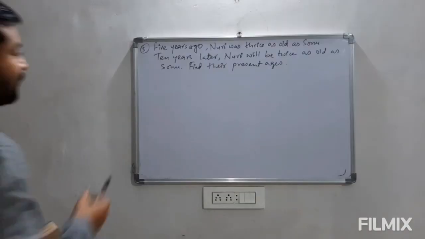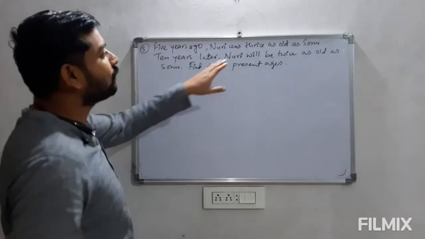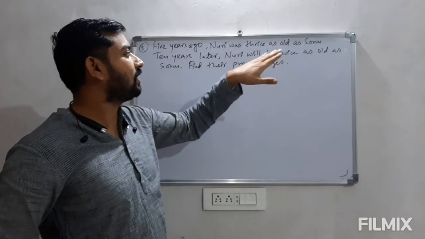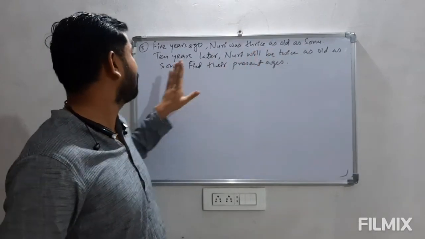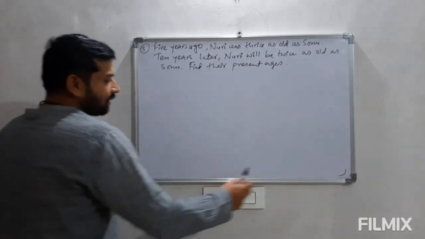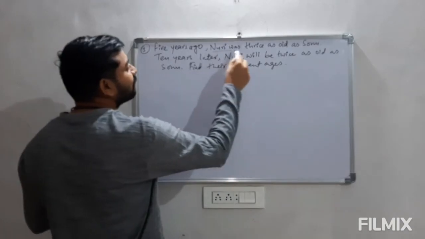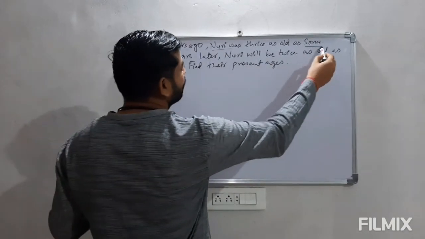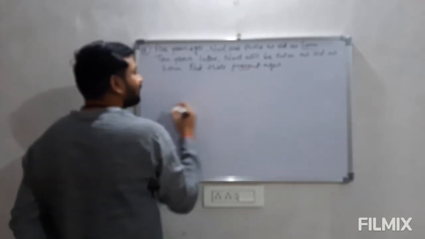The third question here, it says 5 years ago Nuri was thrice as old as Sonu. 10 years later Nuri will be twice as old as Sonu. Find their present ages. It is a question based on age. Here we have two persons. One is Nuri, another one is Sonu. Now we have a relation between their ages. We have to find their present ages.